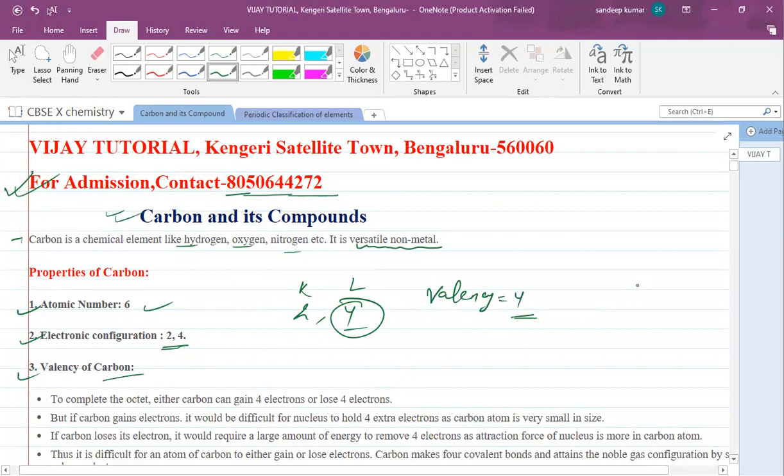So what happens? It is having 4 valence electrons. So to become stable, it is sharing 4 electrons with other atoms and making 4 bonds. So this tendency of carbon atom to make 4 bonds is called what? Tetravalency.